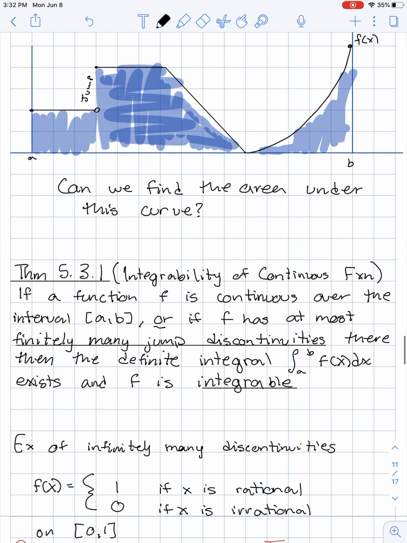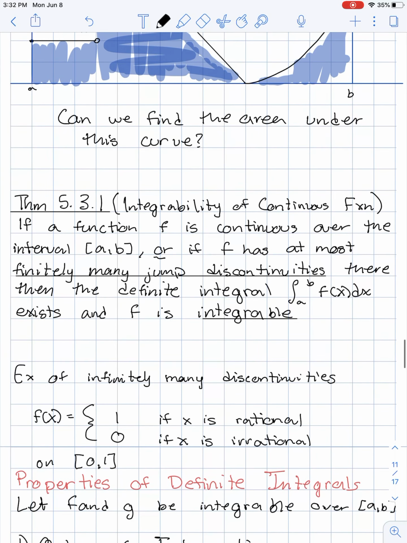So this yields a theorem. Theorem 5.3.1, which is about integrability of continuous functions. If a function f is continuous over the interval [a, b], or if f has at most finitely many jump discontinuities, then the definite integral, the integral from a to b of f of x dx, exists, and f is what we say is integrable.